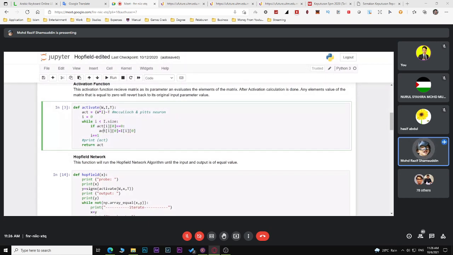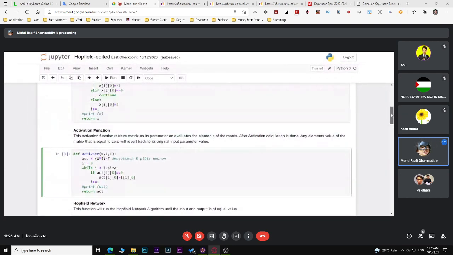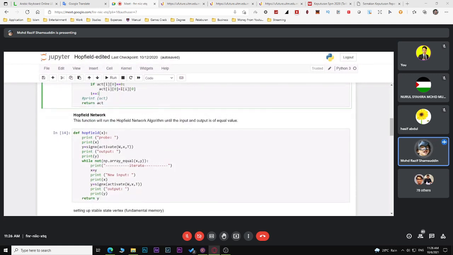Sekejap. If I sama dengan kosong, sama. Kat mana saya buat activation? Tak nampak pun saya pakai sign. Ni sign saya buat kat luar. This one.